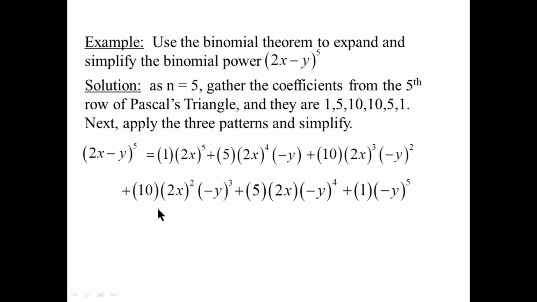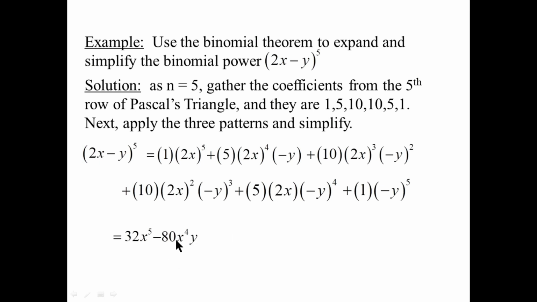Good. Now we have to simplify the terms. Looking at this one, 1 times we'll ignore. 2 to the 5th is 32, x to the 5. Next, it will be a negative term because we have a negative y multiplying in. So this will be a negative term, and it will be 2 to the 4th, which is 16 times 5 is 80. So it will be negative 80 x to the 4y.